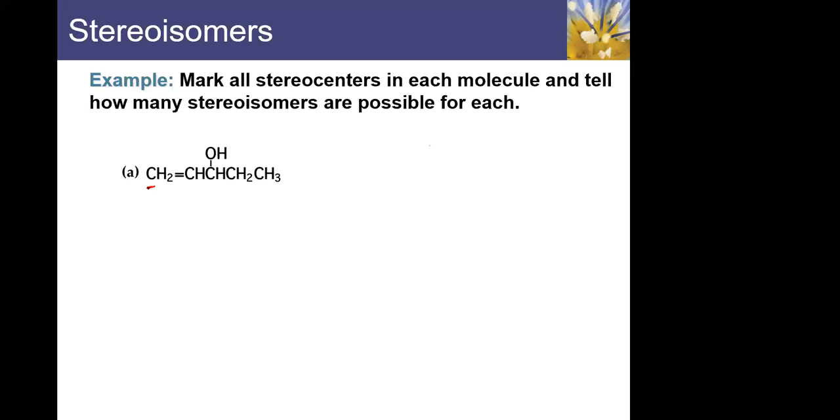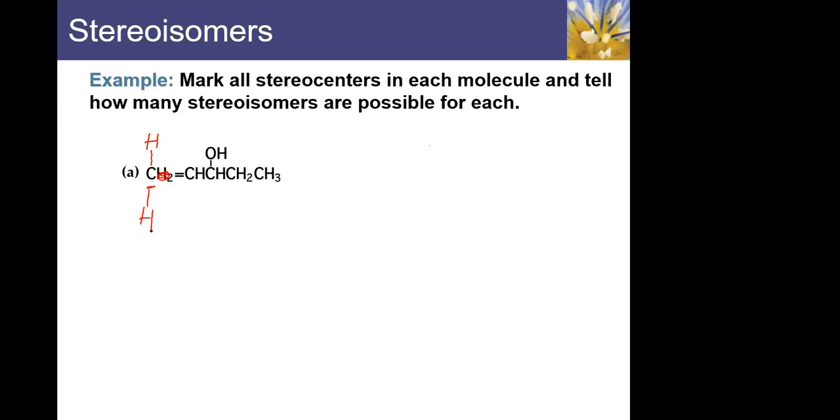Four bonds, four different groups. This one is connected to 2 H. If I open it, can this be a chiral carbon? Of course not. There are 2 hydrogens, 2 atoms are the same. This carbon cannot be my chiral carbon.